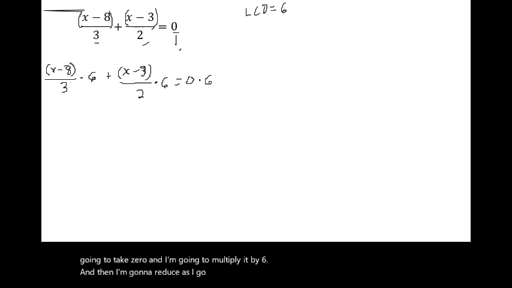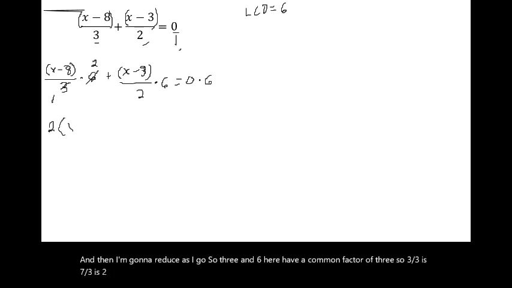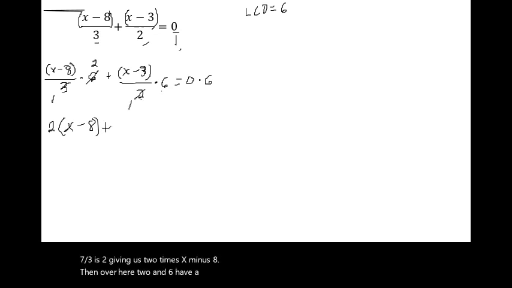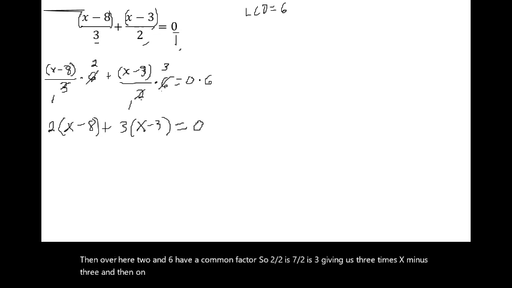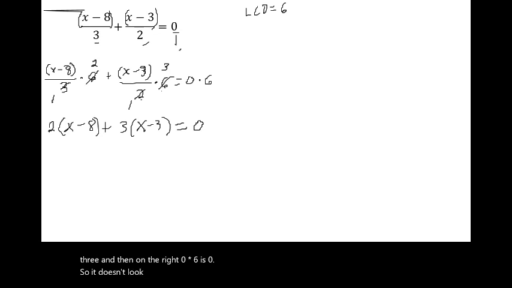So 3 and 6 here have a common factor of 3. So 3 divided by 3 is 1. 6 divided by 3 is 2, giving us 2 times x minus 8. Then over here, 2 and 6 have a common factor. So 2 divided by 2 is 1. 6 divided by 2 is 3, giving us 3 times x minus 3. And then on the right, 0 times 6 is 0. So it doesn't look like it did much, but it eliminated the fractions, and this is now a linear equation that we can solve like we normally would.